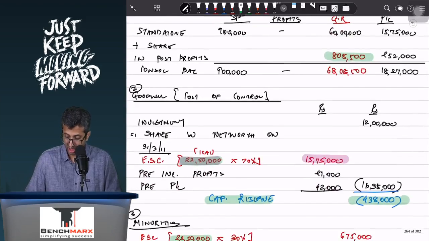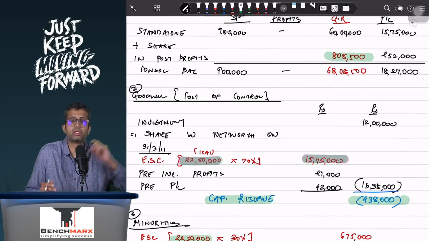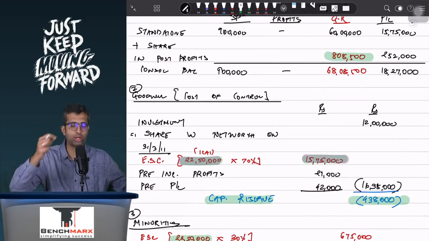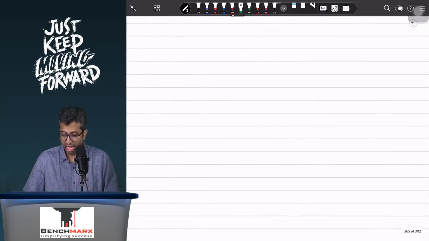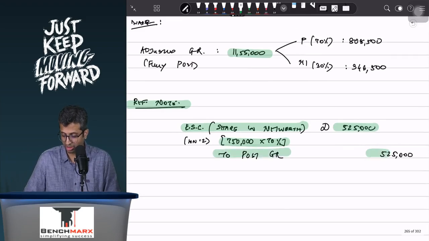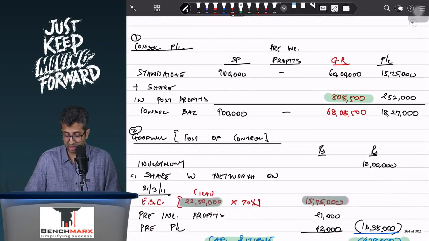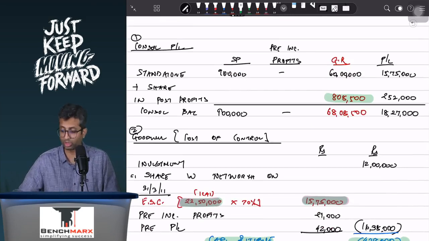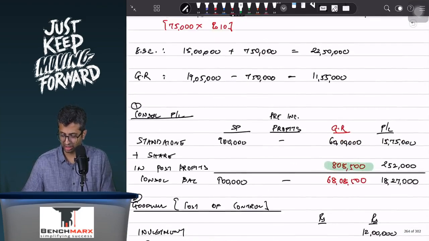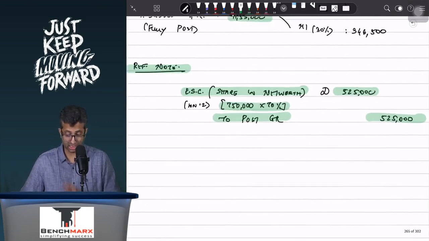Because of this, our share in net worth is overstated. Earlier, it would have been compensated by a lower pre-acquisition reserve, which is not the case over here. And the credit will go to the post-acquisition general reserve, which over here, as you can see, is understated. Ideally, it should not be 8,08,500. It is 8,08,500 plus, for example, 525. And hence, this is 13,33,350. Though the Institute has not done that.